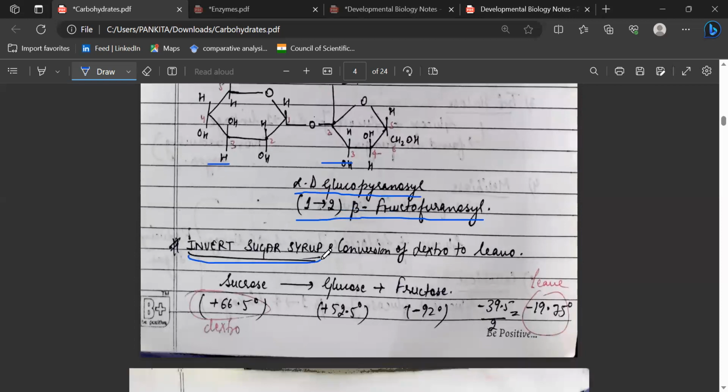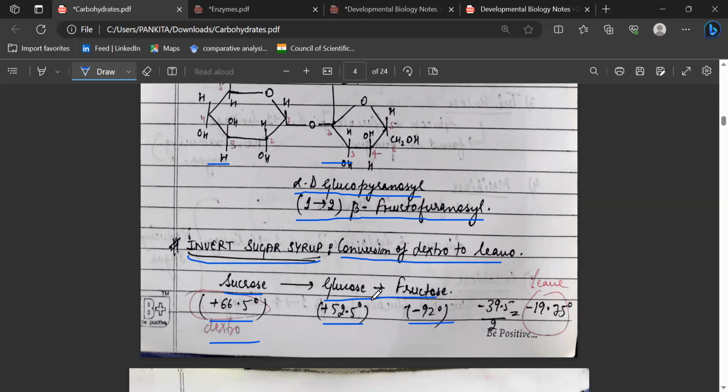Talking about invert sugar syrup, it is basically a solution in which the conversion of dextrorotatory to levorotatory occurs. The specific rotation of sucrose is plus 66.5 degrees, which is dextrorotatory, and we create a solution because sucrose is composed of glucose plus fructose. Glucose has a specific rotation of plus 52.4 and fructose has that of minus 92 degrees.